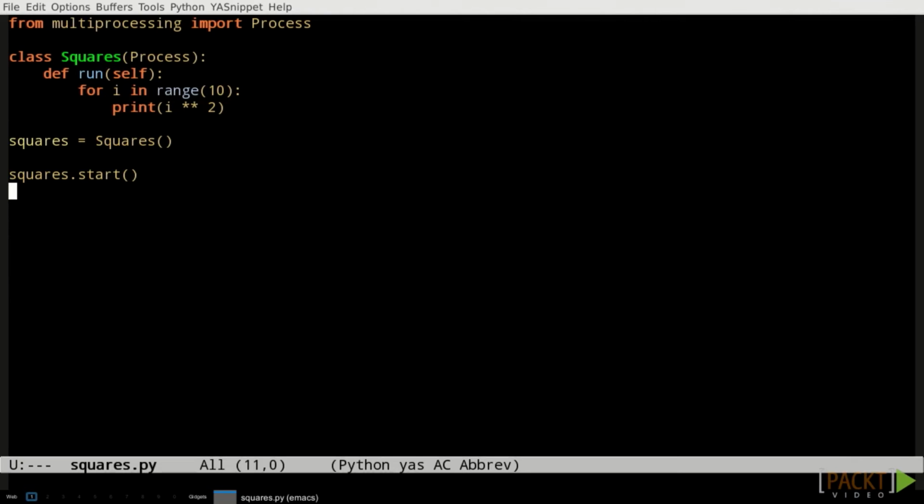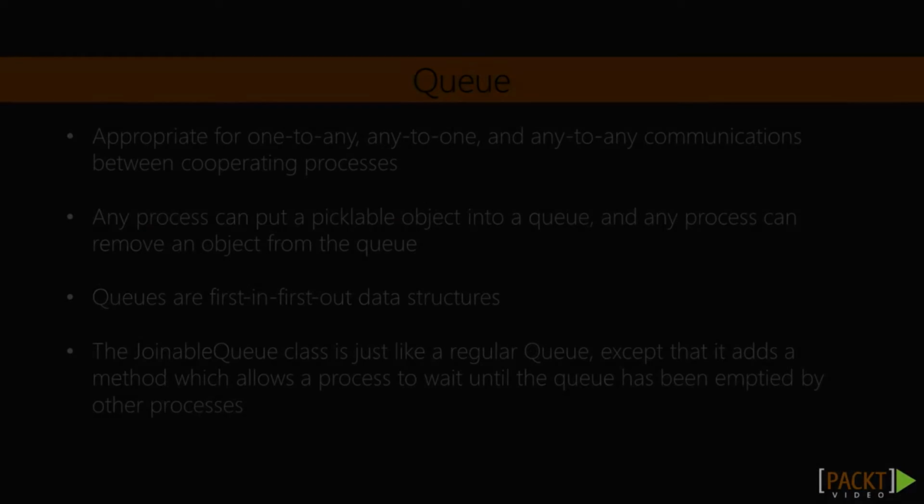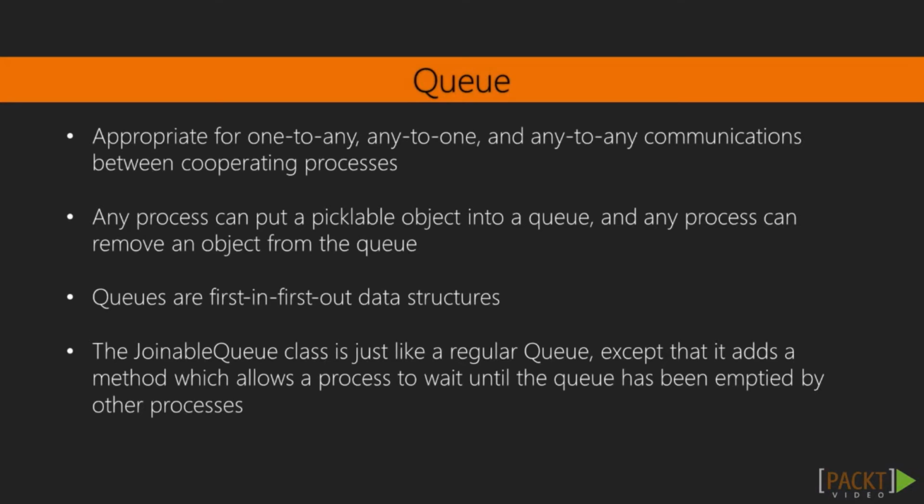Let's have a quick overview of each, and then we'll look at them in detail. Queues are communication channels that are appropriate for one-to-any, any-to-one, or any-to-any communications between cooperating processes, depending on how they're used. That makes them ideal for posting tasks to worker processes when we don't care which worker ends up doing the task, and for collecting the results of multiple worker processes.